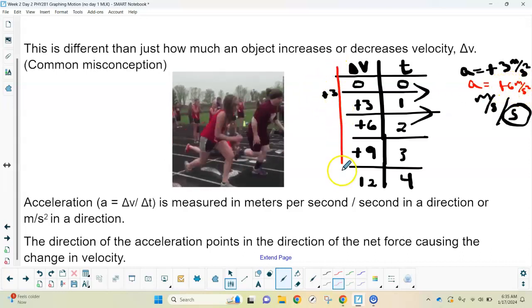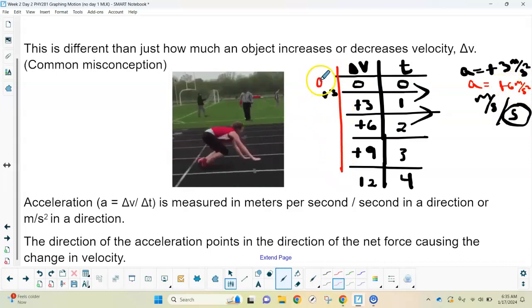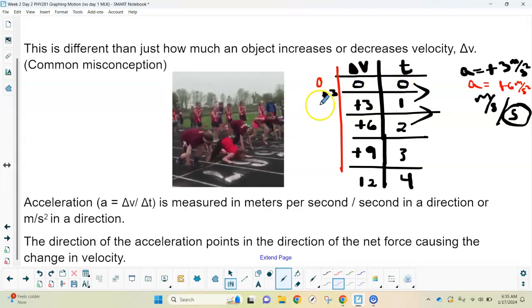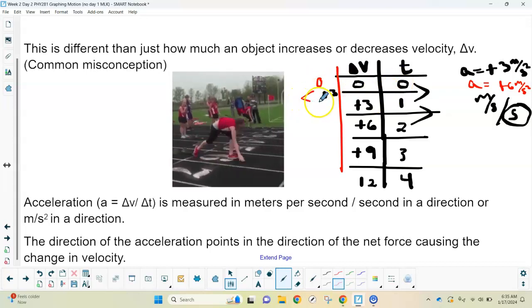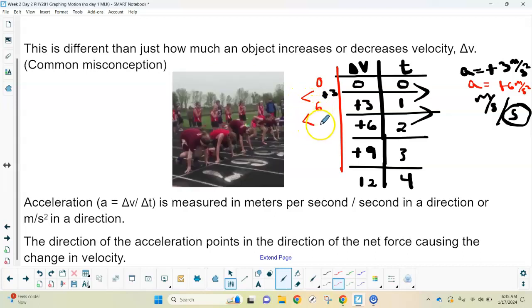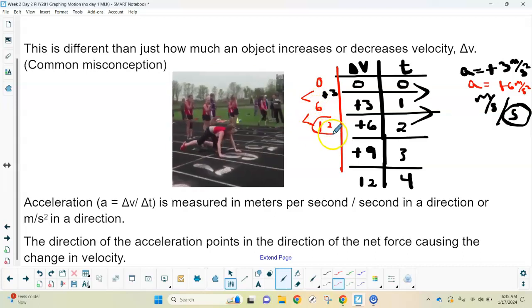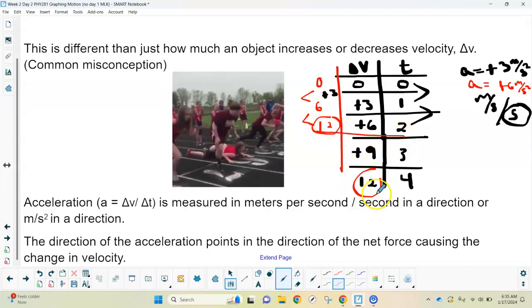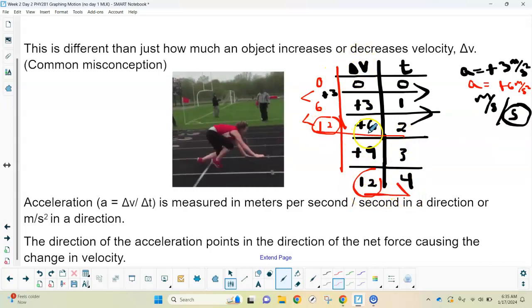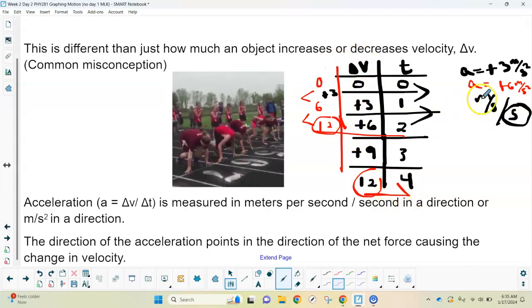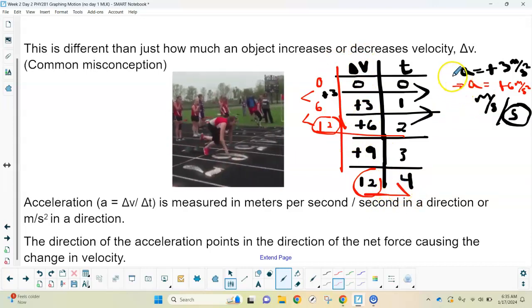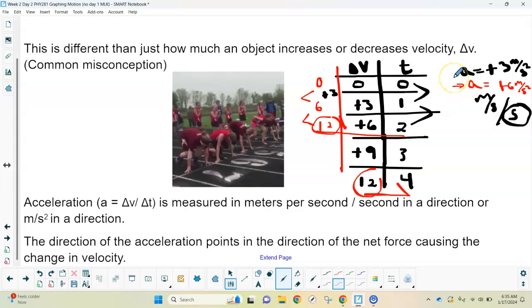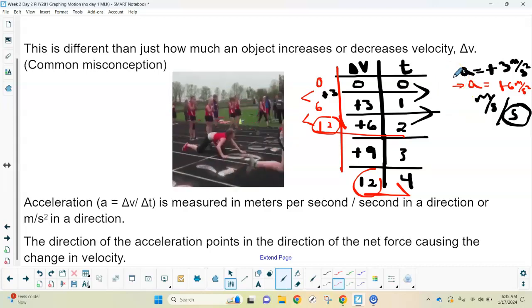So if we started out for our object here and we started at 0 again for our velocity at time equal to 0, after 1 second it would be 6, and then at 2 seconds it would be 12. So they both reach 12 meters per second. The red object just took 2 seconds, and the black column took 4 seconds. Because this acceleration was bigger, it reached that change in velocity at a higher rate.